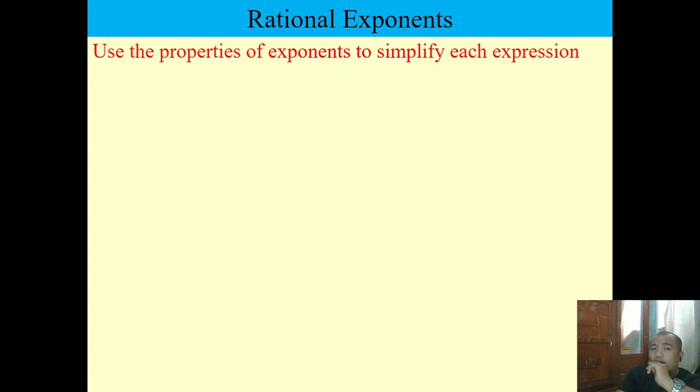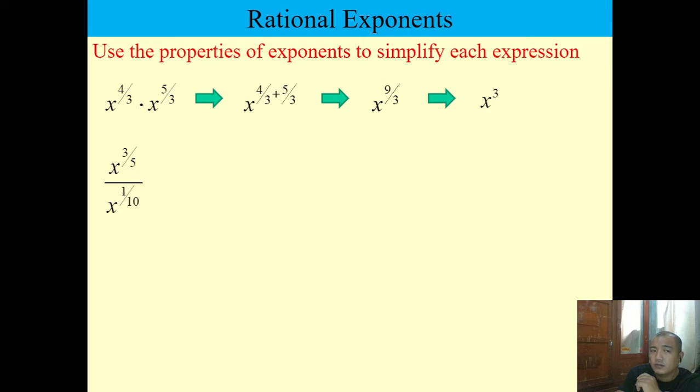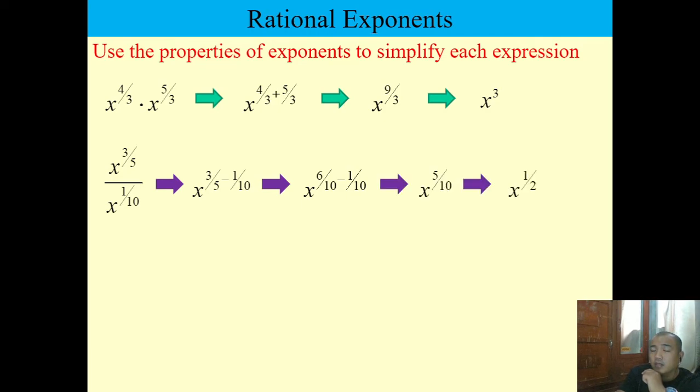Now let's use the properties of exponents to simplify each expression. x raised to 4/3 times x raised to 5/3: same base, so you add exponents. 4/3 plus 5/3 is 9/3, so x cubed is the answer. Next, if we divide two powers with the same base, subtract exponents. 3/5 minus 1/10 is what? 6 over 10 minus 1 over 10 is 5 over 10, or 1/2. So x raised to 1/2.